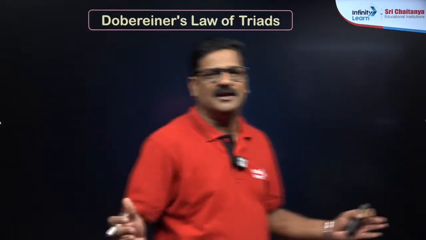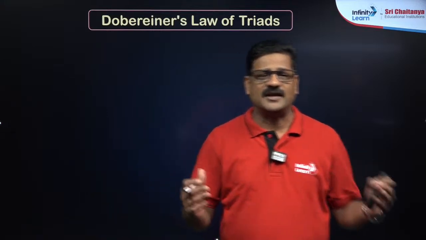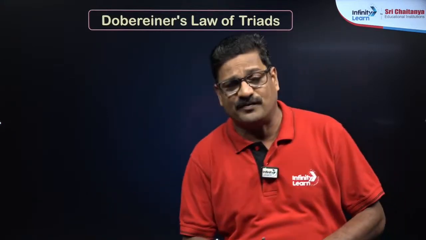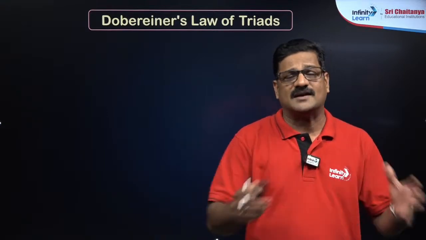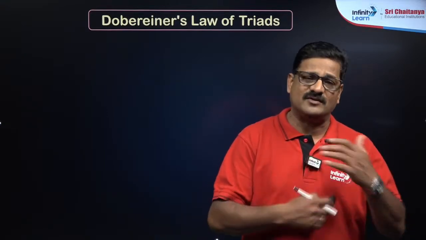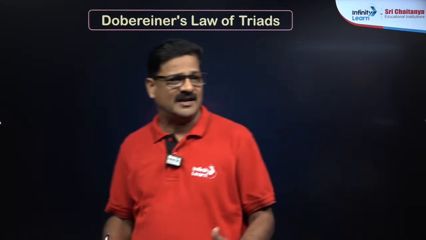So, first, Dobereiner triads. We have so many elements. Nearly 118 elements have been discovered so far. In those days, it was required to classify the elements, so scientists tried to make attempts to classify them.